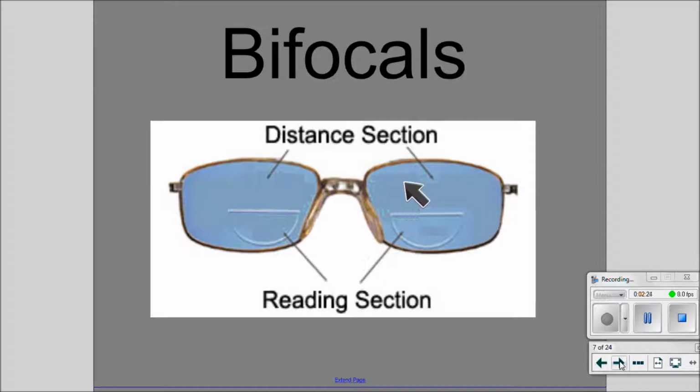If you're the person wearing these, if you wanted to see far away, you'd look up top. If you wanted to read something up close, you'd use this smaller part of the lens that's inserted. So again, bifocals, two different lenses put into one section. Okay, let's look at the next part.